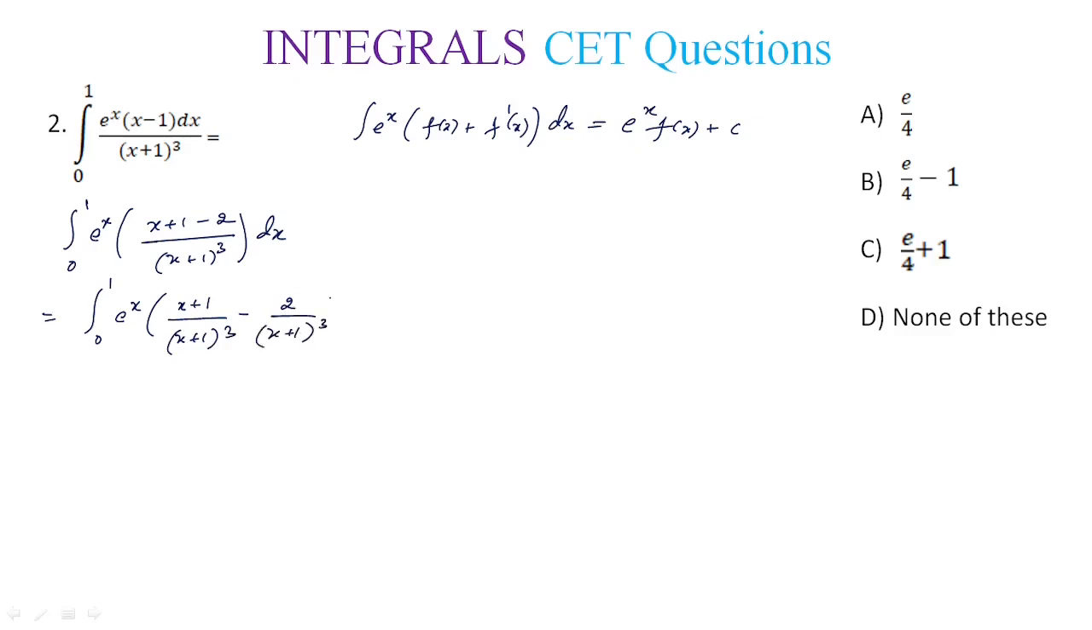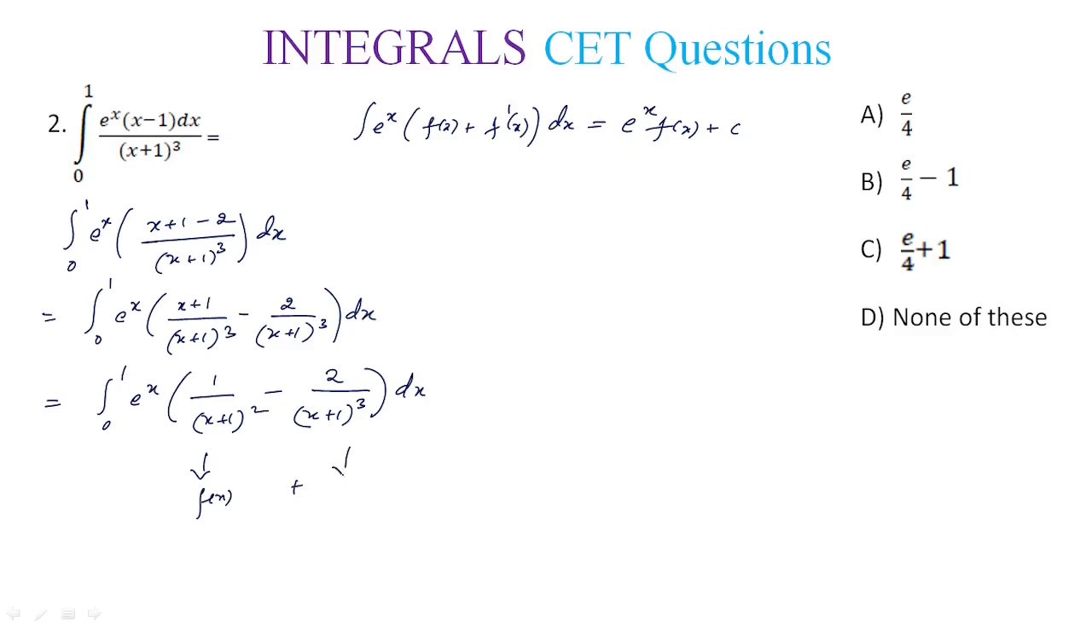See here the first term: x plus 1 one time, x plus 1 three times. One time we can cancel x plus 1. From 0 to 1, e raised to x into, cancelling x plus 1 once, we have 1 upon x plus 1 square minus 2 upon x plus 1 cube into dx. Now we may see that it is in the form of e raised to x into f of x plus f dash of x.